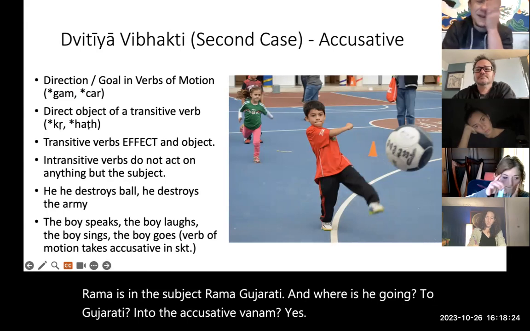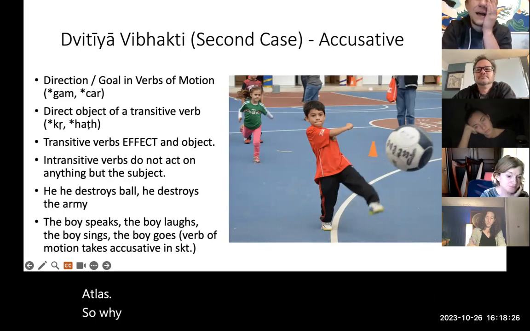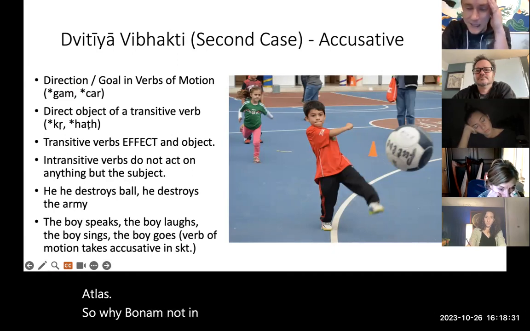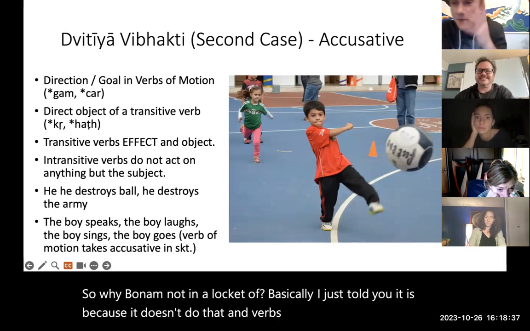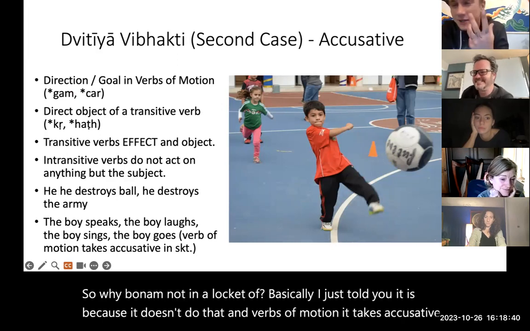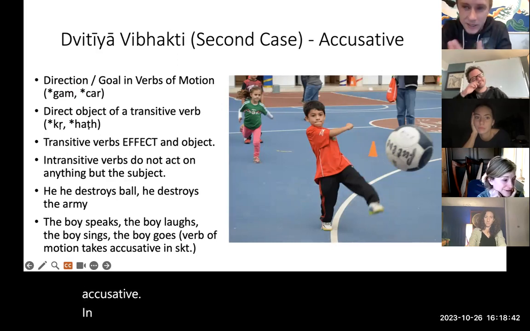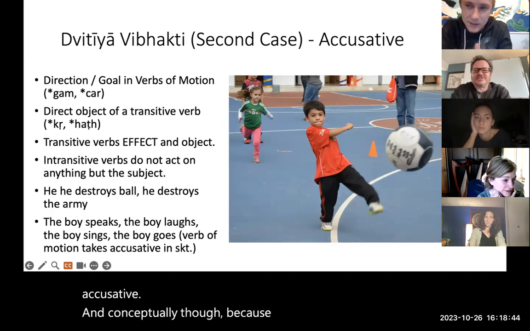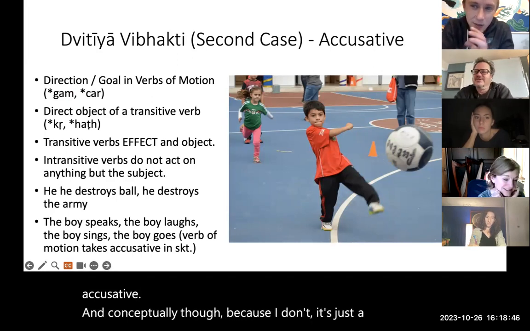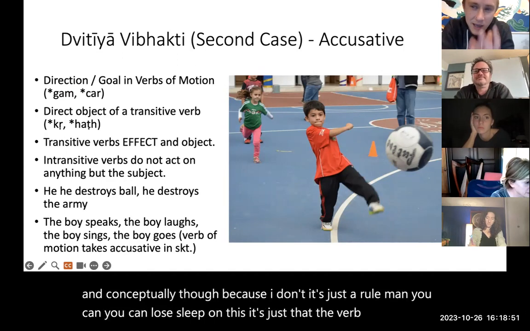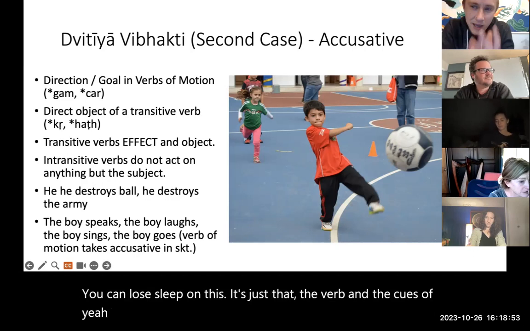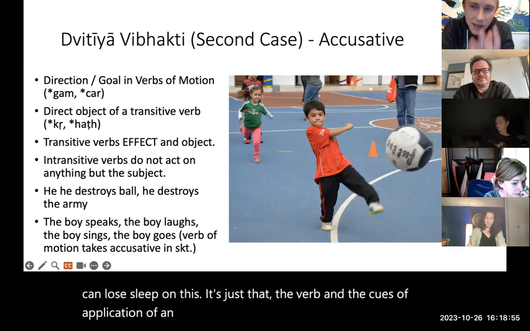Atlas. So why is vanam not in a locative, basically? I just told you it is because it doesn't do that. In verbs of motion, it takes accusative. I'm trying to understand conceptually, though, because I don't. It's just a rule, man. You can lose sleep on this. It's just that I don't get an accusative application of an indirect thing.